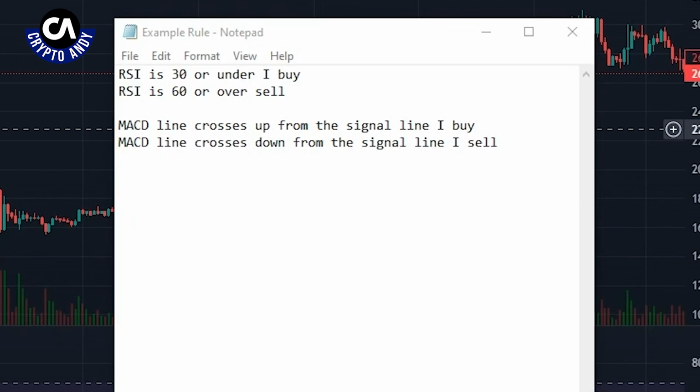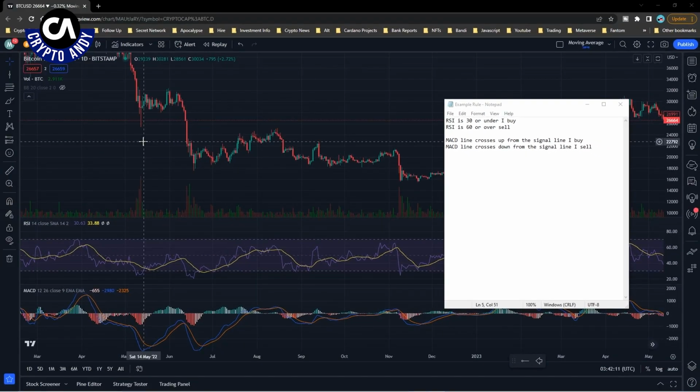With the MACD line, if it crosses up from the signal line, the MACD line is in blue at the bottom, if it crosses over the signal line, which is in orange, then I buy, and if the MACD line crosses down from the signal line, I sell. Really simple rules. Anyone could do this, right? And we're just going to see, this is just an example, if this would work. Would we make money?